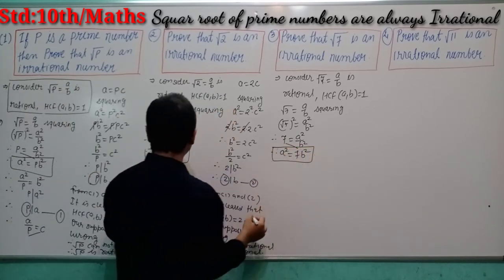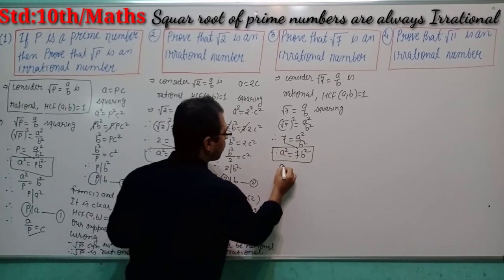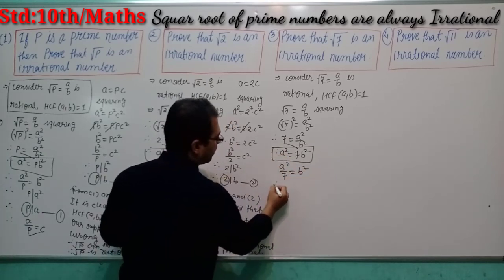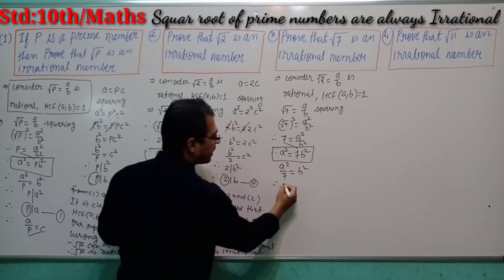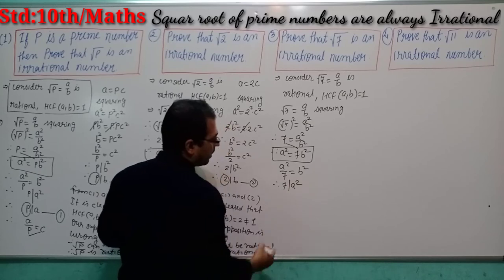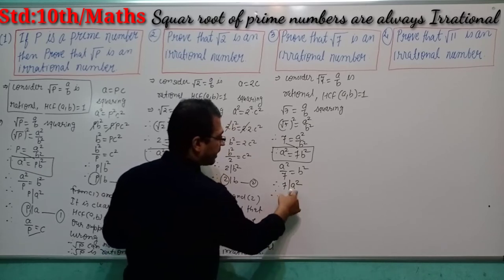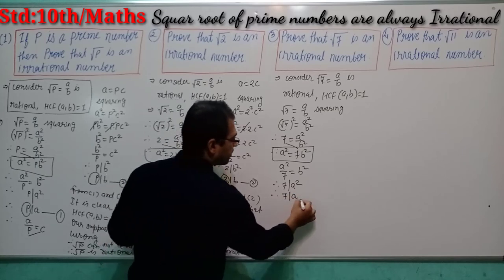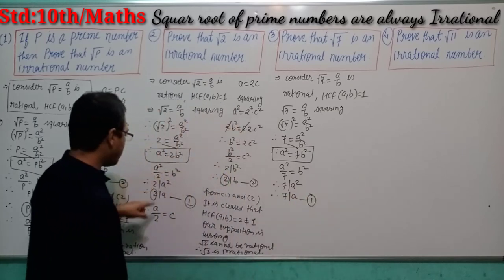Okay, it means what, student? a square is divisible by 7, we are getting b square. In number system you can read all these things. 7 divides a square. If 7 divides a square, obviously 7 divides a also. This is result number 1.